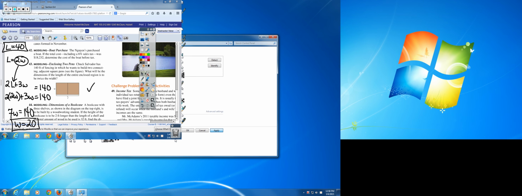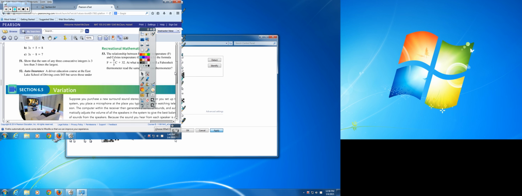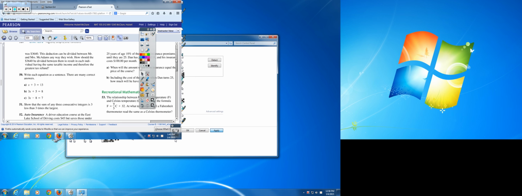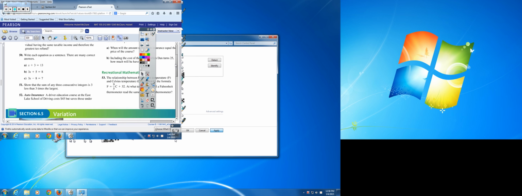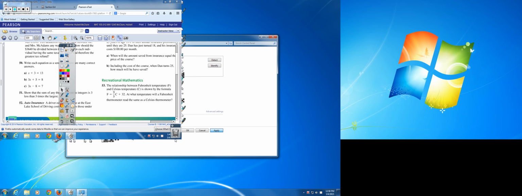All right, let's go to something else. Y'all okay with that one? Y'all not discouraged with that one? Dang, a little bit. Good. Well, that's it. But I don't even see anything. Recreational mathematics. What is that? I already covered variation. Recreational mathematics. I'm not even going. The relationship between Fahrenheit. I'm not going to do that.